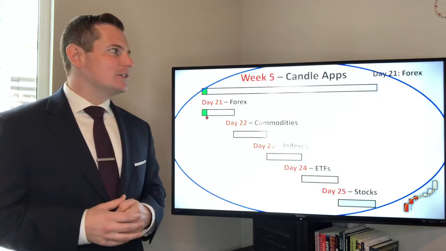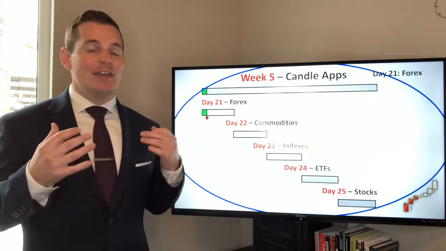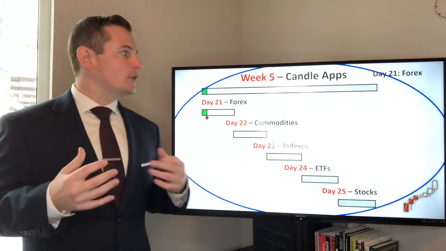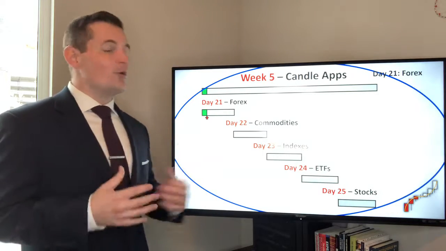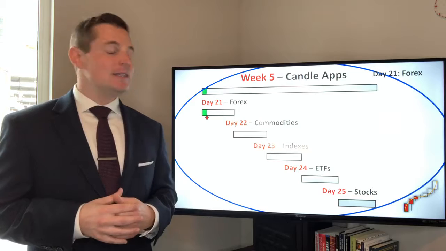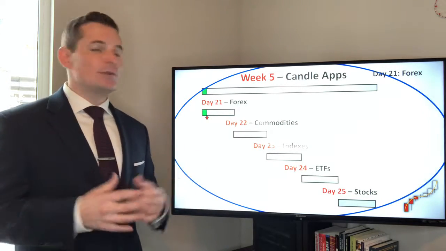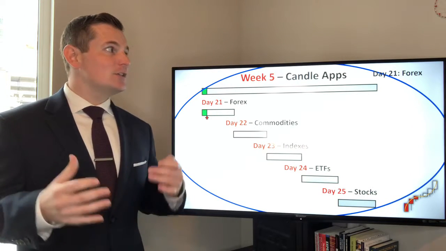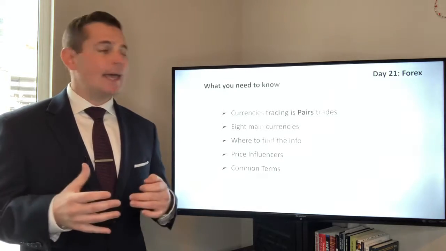So today we're going to talk all about Forex, and some of you might not even have heard this term before, and that's okay because I'm going to describe it right now. So Forex just means foreign currencies trading, and that's what that means. So if you hear that, now you know that Forex is currencies. And we're going to focus on that today.